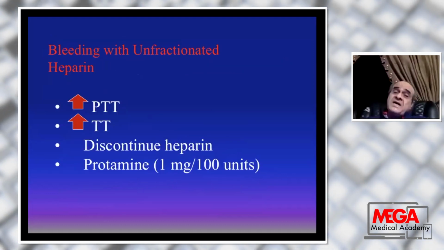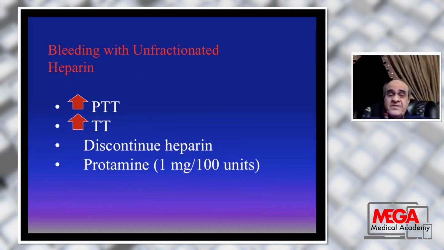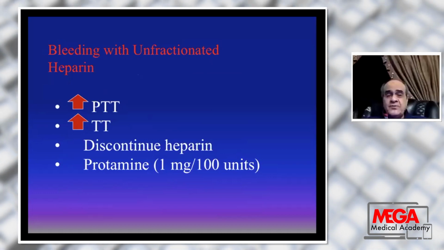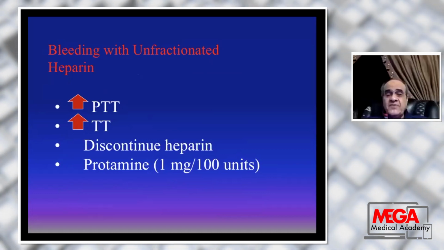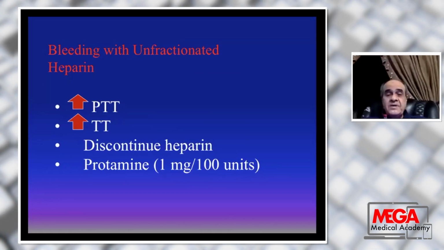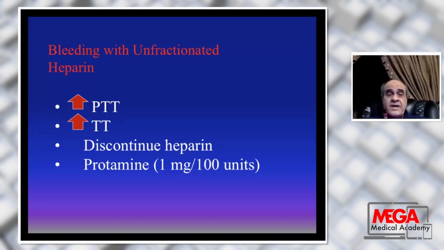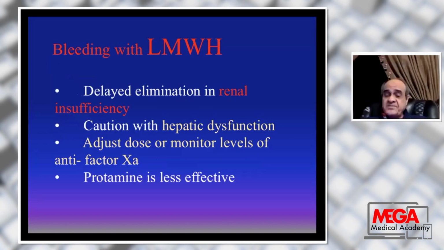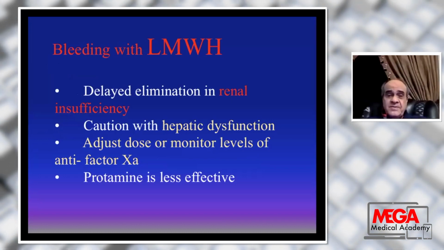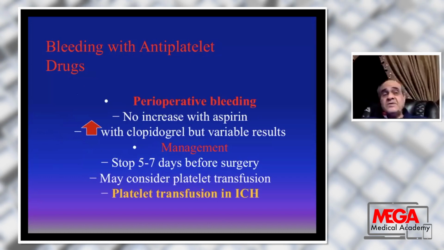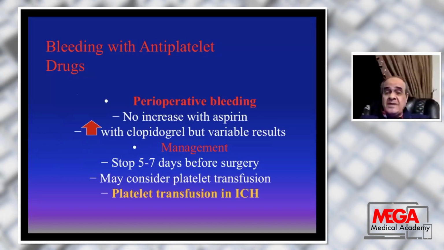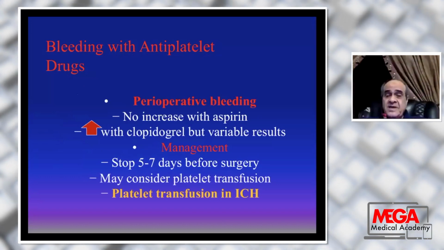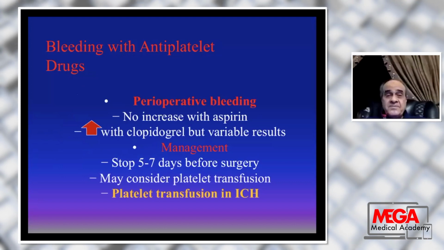Bleeding with unfractionated heparin, as we know, the specific antagonist here, we have to stop heparin, of course, and give protamine 1 milligram to every 100 units. Bleeding from low molecular weight heparin, we can also use protamine. Yes, it is less effective, the dose, especially in obese patients, in renal impairment patients, and also with hepatic dysfunction. Bleeding with antiplatelets, we have to stop the antiplatelet, clopidogrel and others, about 5 to 7 days before operations. And if there is bleeding, we have to transfuse platelets.